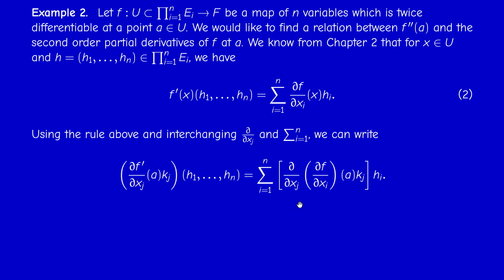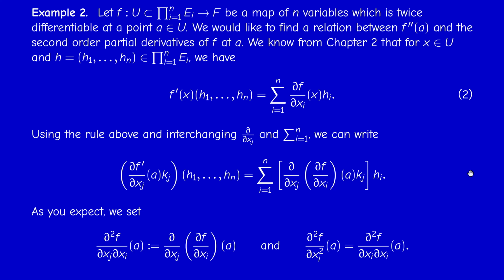So I can interchange. And now here I'm fixing hi. So the derivative of this is the derivative of this linear map with respect to xj. So it's the derivative of the derivative at the point A in the direction kj. And as you expect, instead of writing del over del xj of del f over del xi, you simply write del square f over del xj del xi at the point A. And if i is equal to j, then we write this as del square f over del xi square.